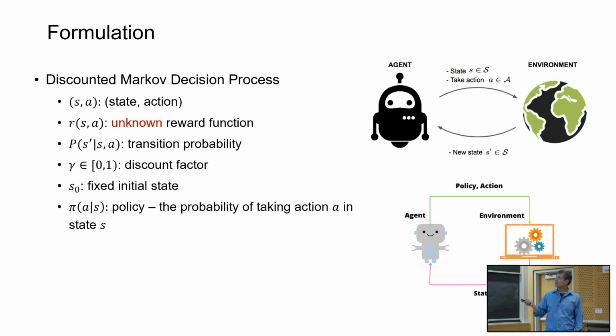There is a probability transition matrix. In state S, if you take action A, you move to a new state S prime, and again that is unknown. So that probability transition matrix is unknown. The discount factor, so I'm assuming it's a discounted cost problem, so gamma denotes a discount factor, and there is some fixed initial state S0. This can be modified.